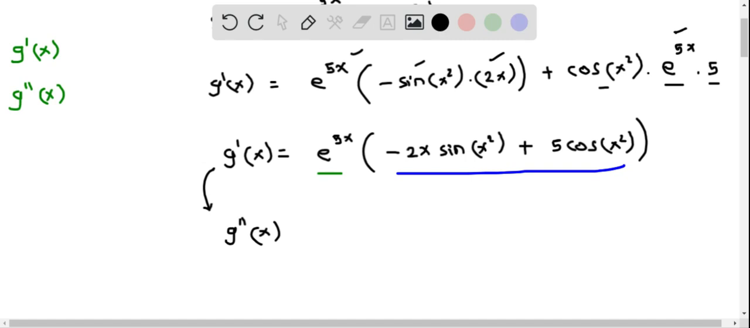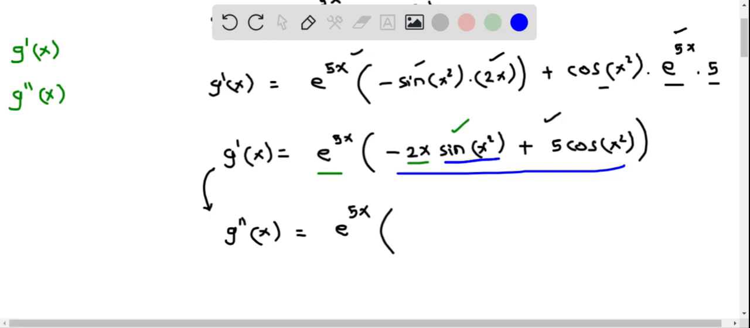So applying the product rule, I write the first function as it is, that is e power 5x, and then multiplied with the derivative of this expression. So here we have to be a little bit careful because this expression has two terms. In the first expression, we have negative 2x sine of x squared. To find its derivative, we should apply the product rule. That is, we consider this negative 2x as first, and then sine of x squared as the second.